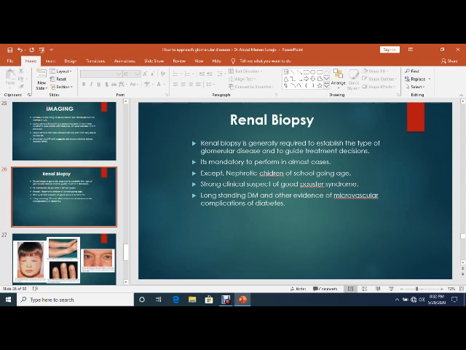Renal biopsy has an important role. There are three aims of renal biopsy. One is to confirm the histological lesion. Second, to make the management plan. Third, to predict the prognosis of the patient, because there are a variety of glomerular lesions. Each lesion has its own prognosis.